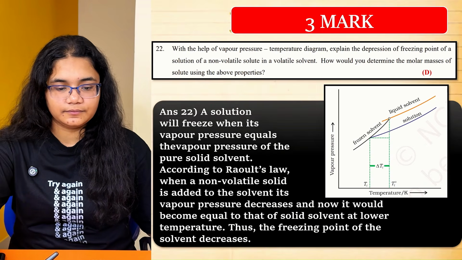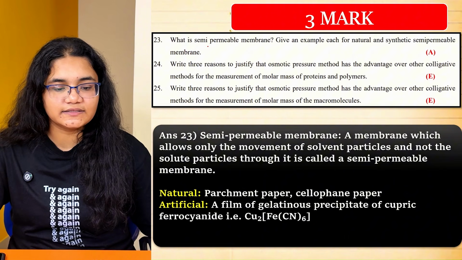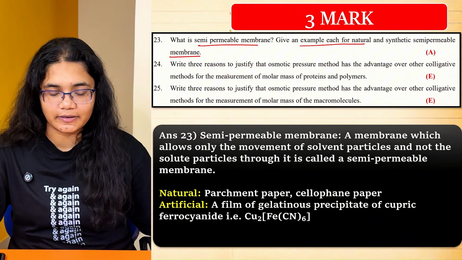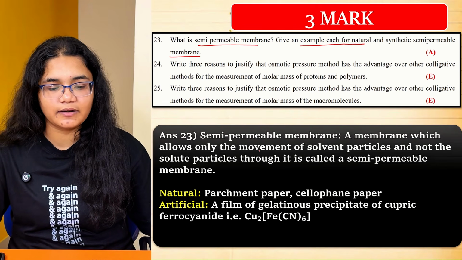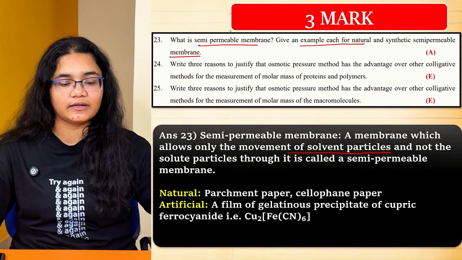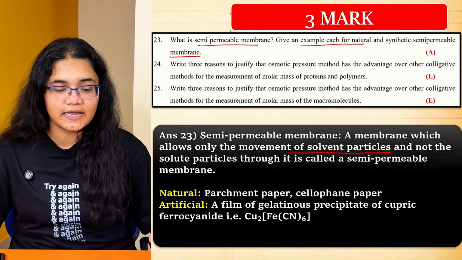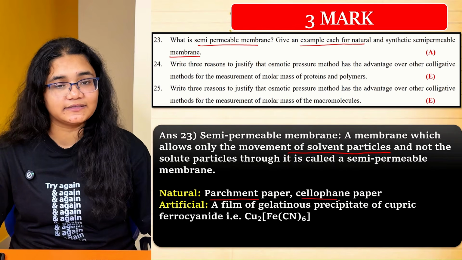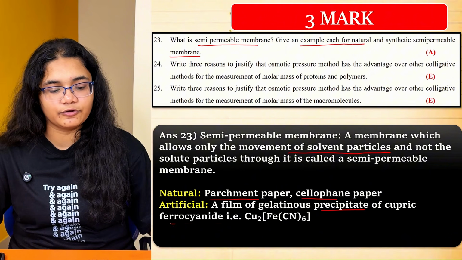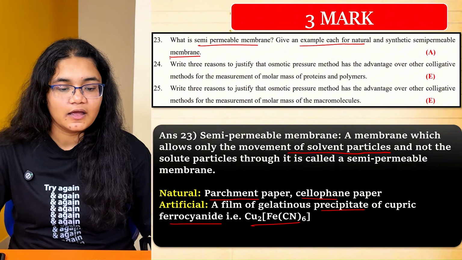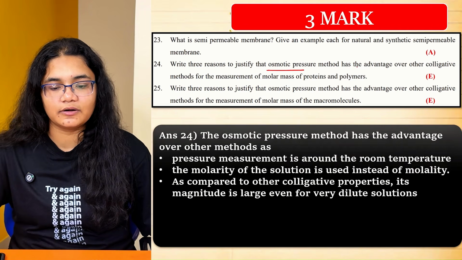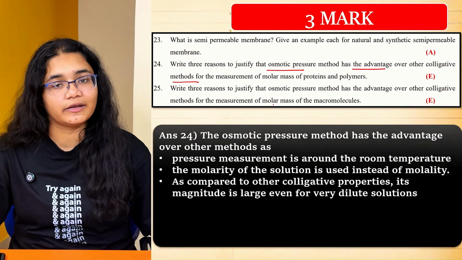Next question. What is a semi-permeable membrane, and give an example each of a natural and a synthetic membrane. A semi-permeable membrane is a membrane which allows only the movement of solvent particles from one region to another and not the solute particles. Natural examples are parchment paper and cellophane paper, and an artificial one is a film of gelatinous precipitate of cupric ferrocyanide.